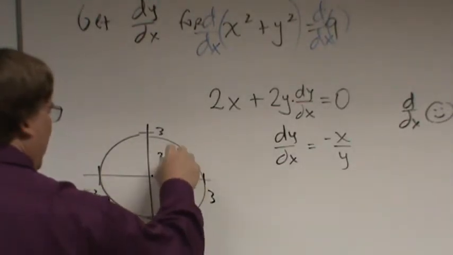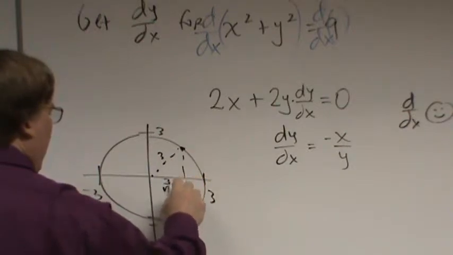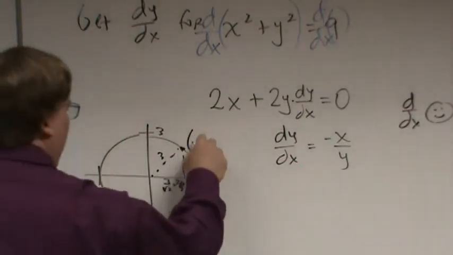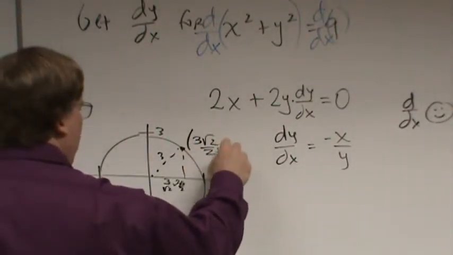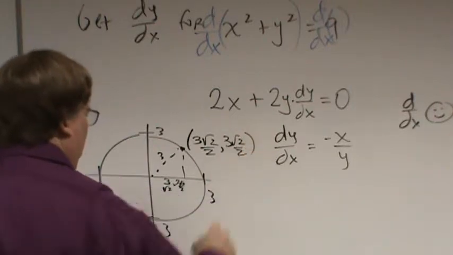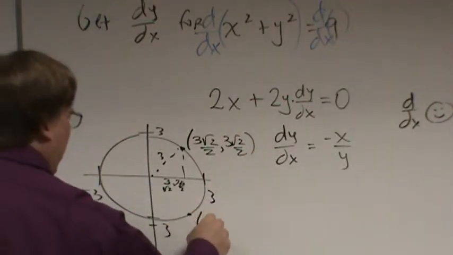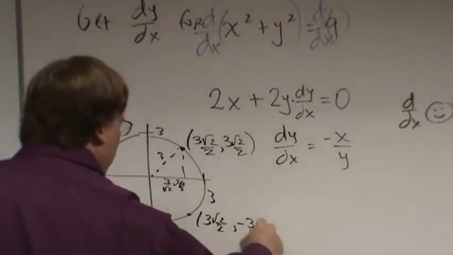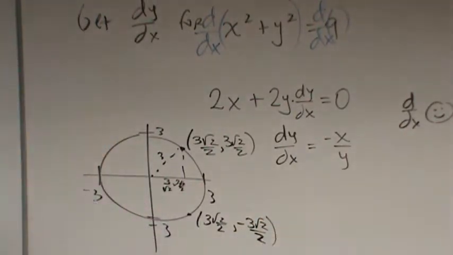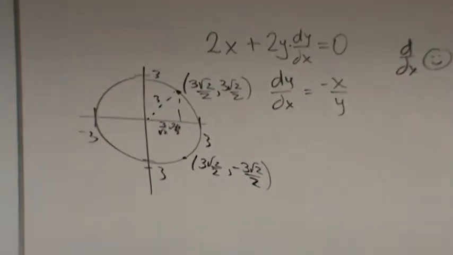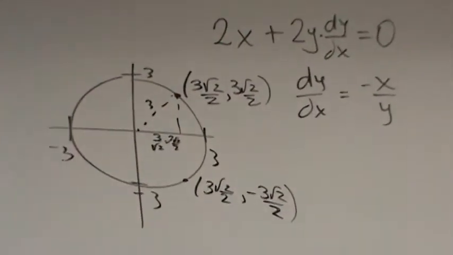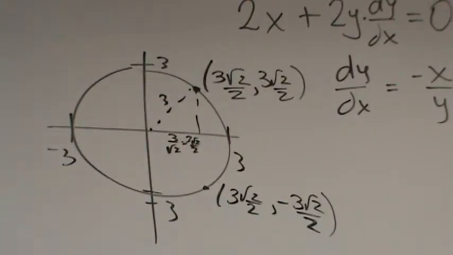That's going to be 3 over rad 2, which is 3 rad 2 over 2. Okay, so this point here is (3 rad 2 over 2, 3 rad 2 over 2), and this point here is (3 rad 2 over 2, negative 3 rad 2 over 2). All right. Well, if someone says, get me the slope of the tangent at x equals 3 rad 2 over 2, you can't give them one answer, right? There's 2 choices depending on where on the circle you are.